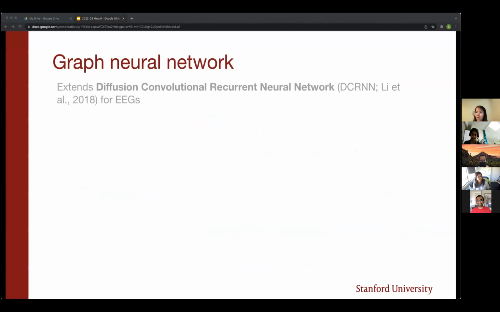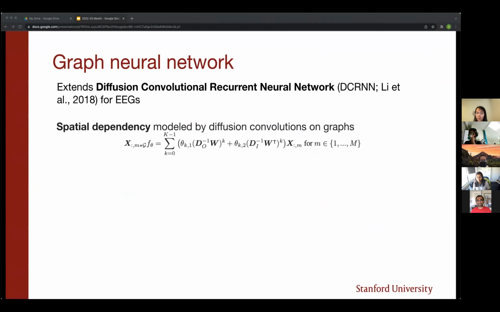For the graph neural network, we extend a model called diffusion convolutional recurrent neural network to model EEGs. The spatial dependency is modeled by diffusion convolutions on the graphs. Basically, diffusion convolution models the diffusion process as random walks on the graphs. The D here is, I believe, the diagonal matrix of the graph, and W is the adjacency matrix of the graph.